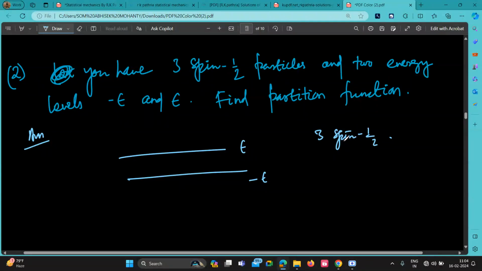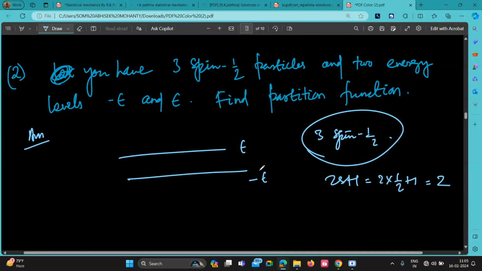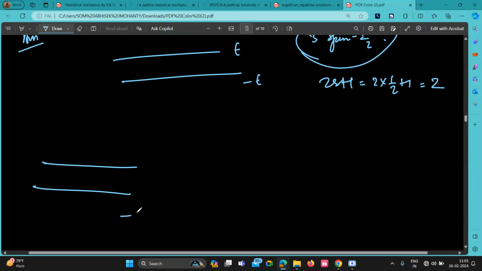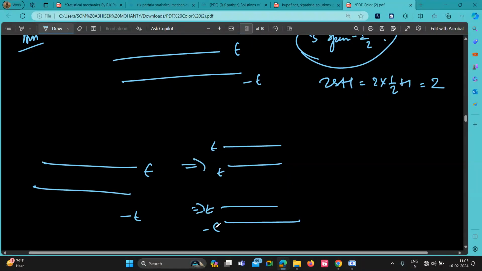Is it alright? So again spin half. That means each energy level will split into how many levels? 2 into half plus 1, that is 2. So each energy level will split into 2 energy levels: epsilon, epsilon, minus epsilon, minus epsilon. Alright. Okay. So you have 3 spin half particles, so N_i is 3. And there are how many levels here? G_i is equal to 4. Is that alright?